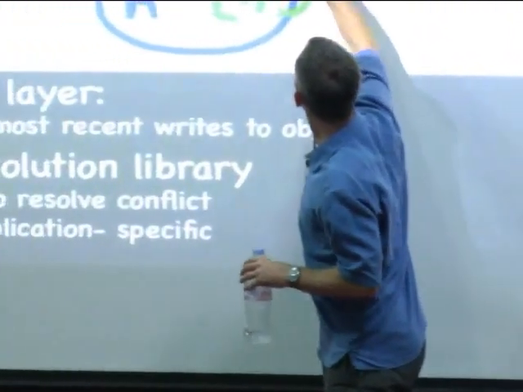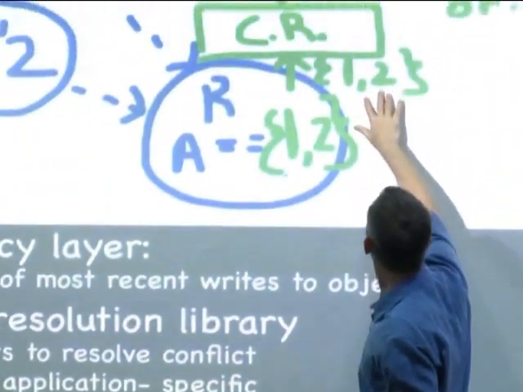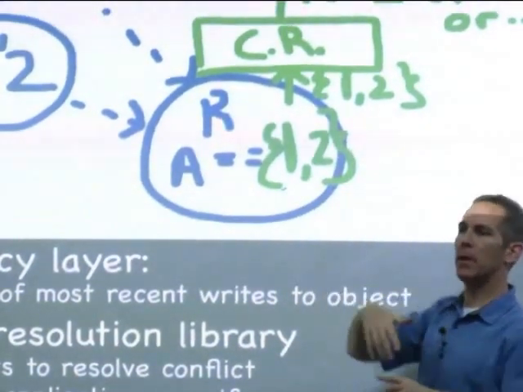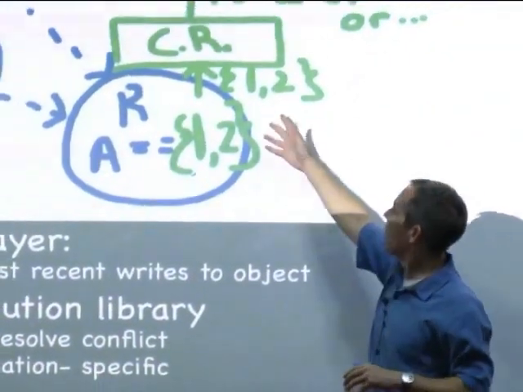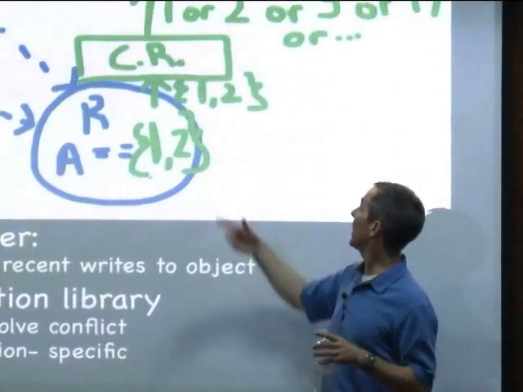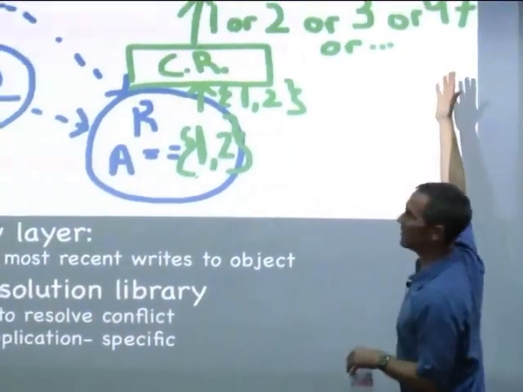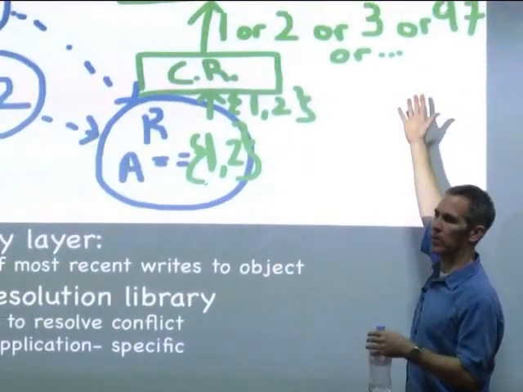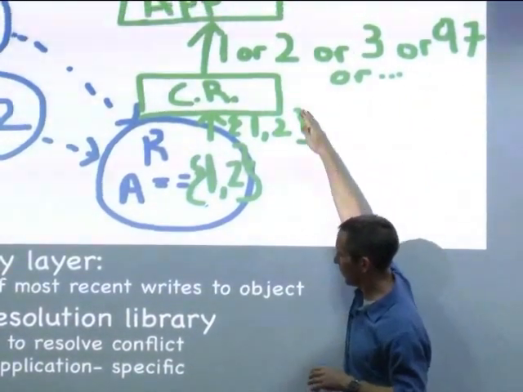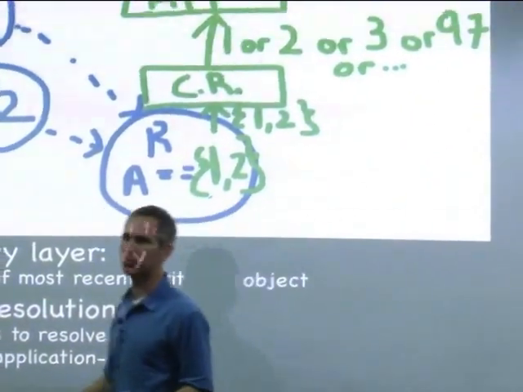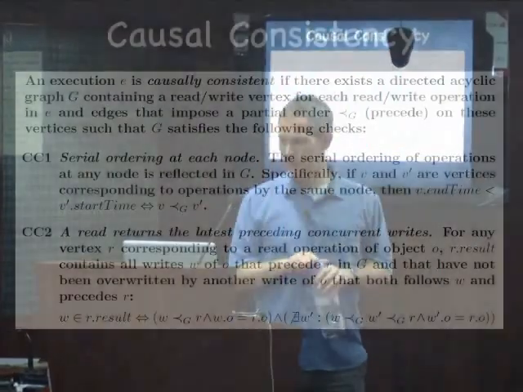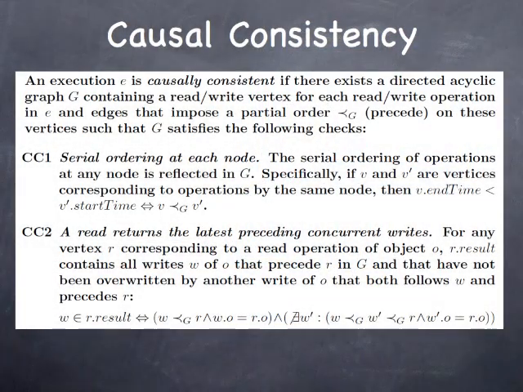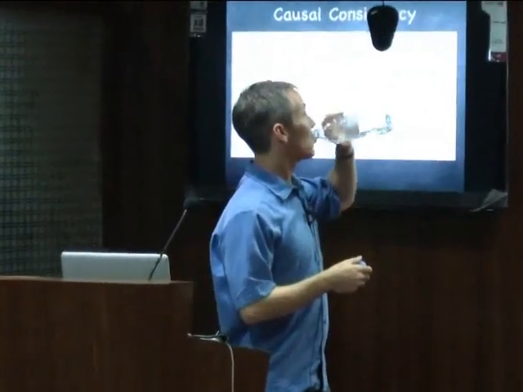So my conflict resolution layer maybe picks one of those 2 values, or maybe it merges them. Maybe this thing is an accumulator, and so it's going to add those 2 values together. Or maybe there's some semantic that I don't understand, but the conflict resolution layer does, and it just picks 97. Or it picks some other value. Right? That's going to happen in this conflict resolution layer. And that's very application specific. So that gives us a different definition, or a tighter definition of causal consistency.